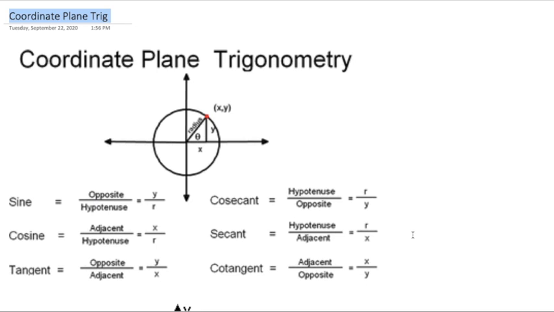So you are all used to sine being opposite over hypotenuse, cosine being adjacent over hypotenuse, tangent being opposite over adjacent, and then their reciprocal functions.